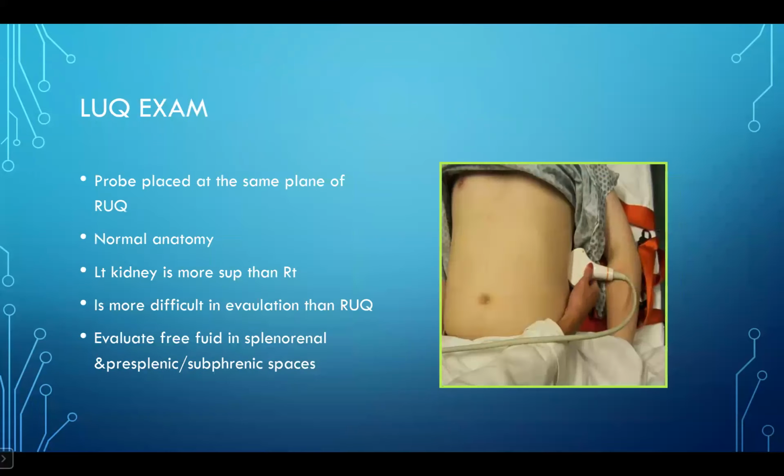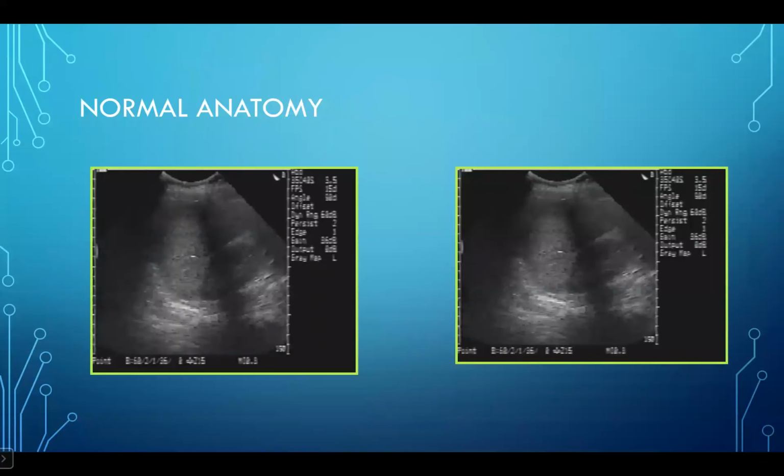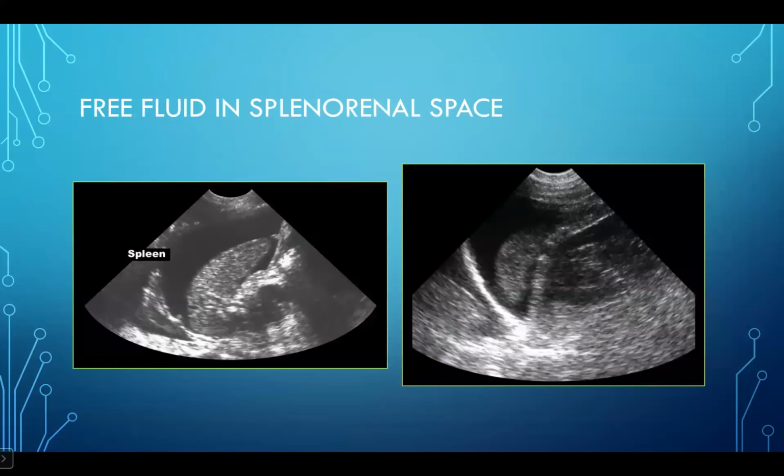Left upper quadrant examination: the probe is placed in the same plane as the right upper quadrant, but the normal anatomy is slightly different. The left kidney is more superior than the right, and it is more difficult to evaluate than the right upper quadrant. It's used to evaluate fluid within the splenorenal and perisplenic spaces. As we are seeing, this is the spleen and the kidney, and we can look for any fluid within the perisplenic or splenorenal space. As we are seeing in these cases, this is fluid within the splenorenal and perisplenic spaces.